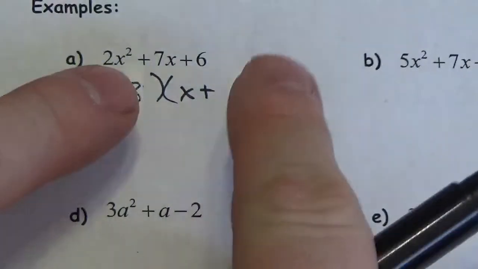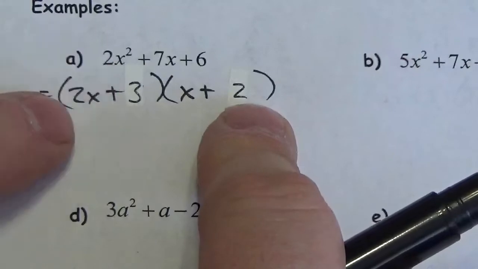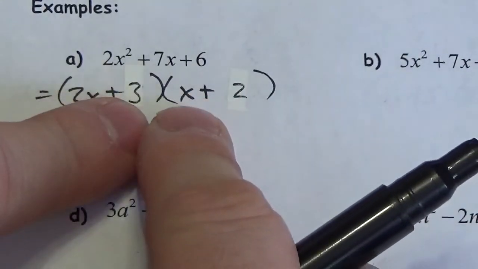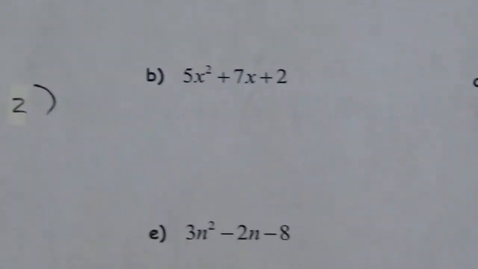Now let's just double check that. 4 and 3. When I multiply, bear in mind, I'm multiplying here. 2x times x, 2 is 4. 3x times 1 is 3. Put those together, I am getting 7x, so that works.